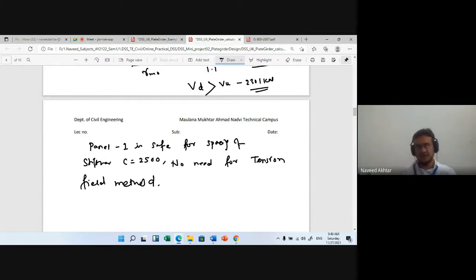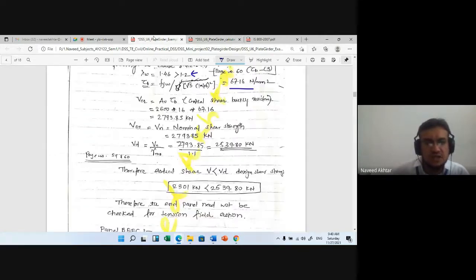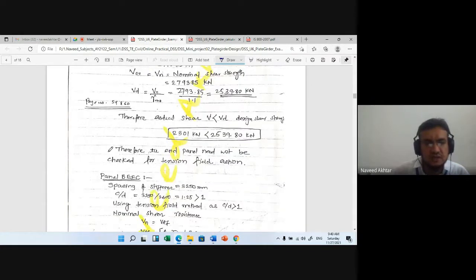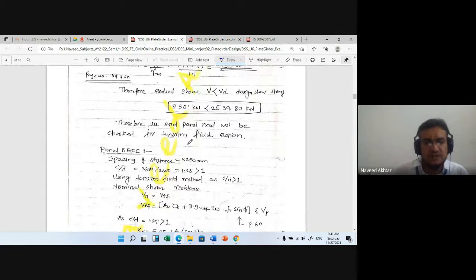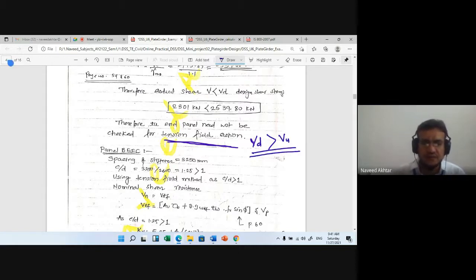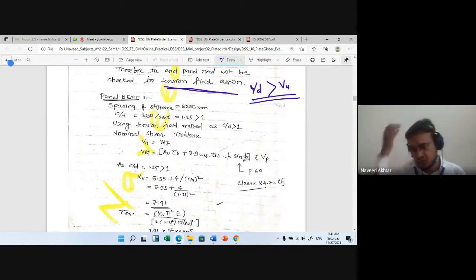Did you understand up to here? So in our case we have checked this. Therefore, the end panel will not be checked for the tension field action because the design shear VD is greater than the factored shear. Now we have checked only one panel. Similarly, you have to check all the panels. It is not necessary to go through all the panels, but as you proceed, you come to know which panel will be safe and in which there will be a problem. In some panels there may be a concentrated load over that, so that also we have to check for the shear.